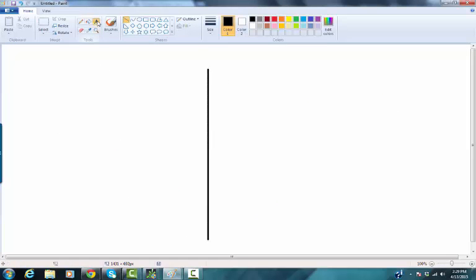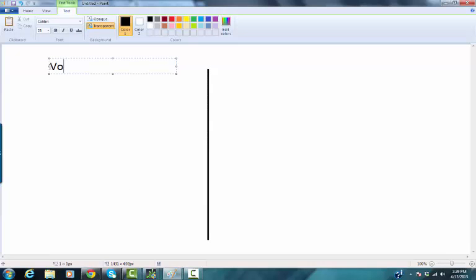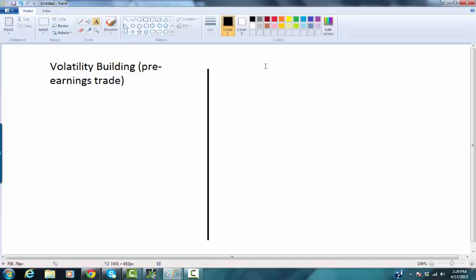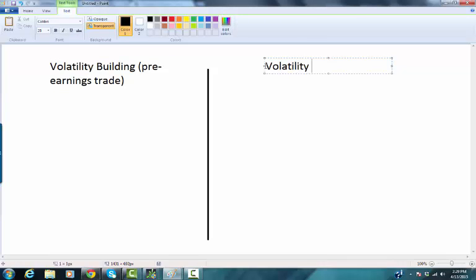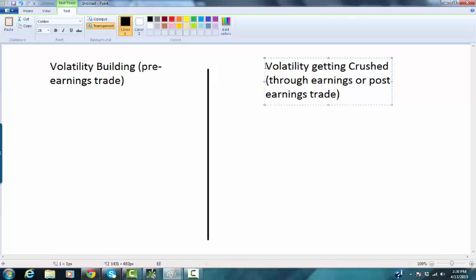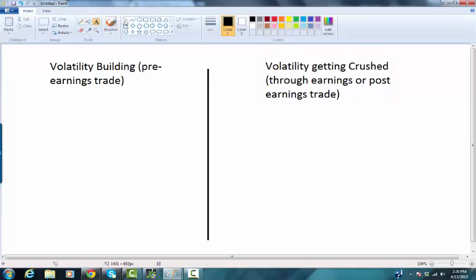We can either trade the volatility building, and this is a pre-earnings trade, or we can trade the volatility getting crushed, or the volatility crush. And this is a during or a through earnings or post-earnings trade. Okay. Now, strategies that fit both of these.